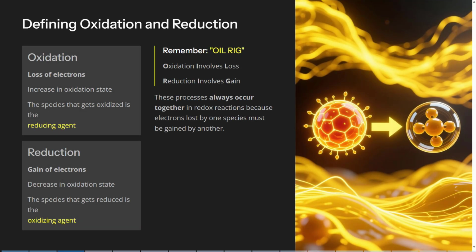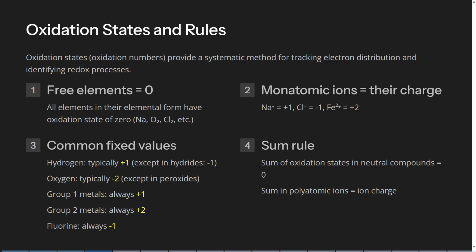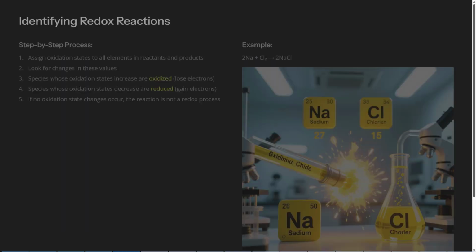Oxidation states are like molecular accounting. They help us track electrons. Think of them as the electron credit score for each atom. The rules are straightforward. Free elements are zero. Ions equal their charge. Oxygen is usually -2. Hydrogen is usually +1, and everything must add up to the total charge. It's bookkeeping that reveals the hidden electron transfers in chemical reactions.